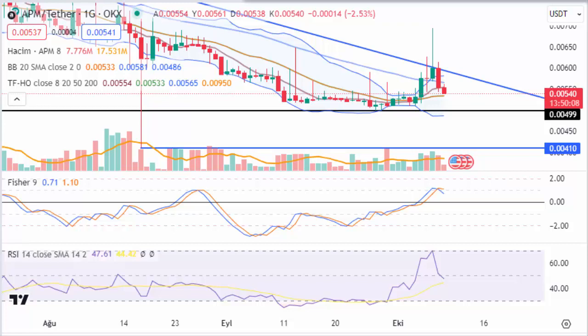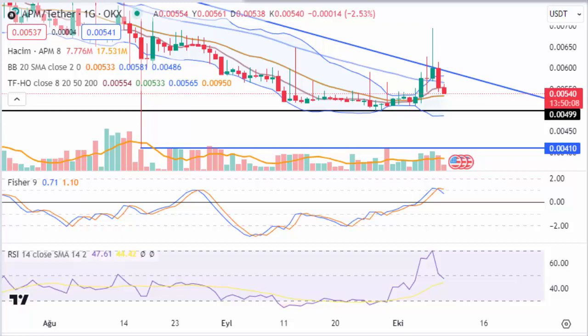Looking at the RSI indicator, it rapidly rose to around 70 but has now dropped swiftly below the 50 level. This decline is generally viewed as negative. If the price continues to drop towards the 30 level, we can anticipate further price declines.